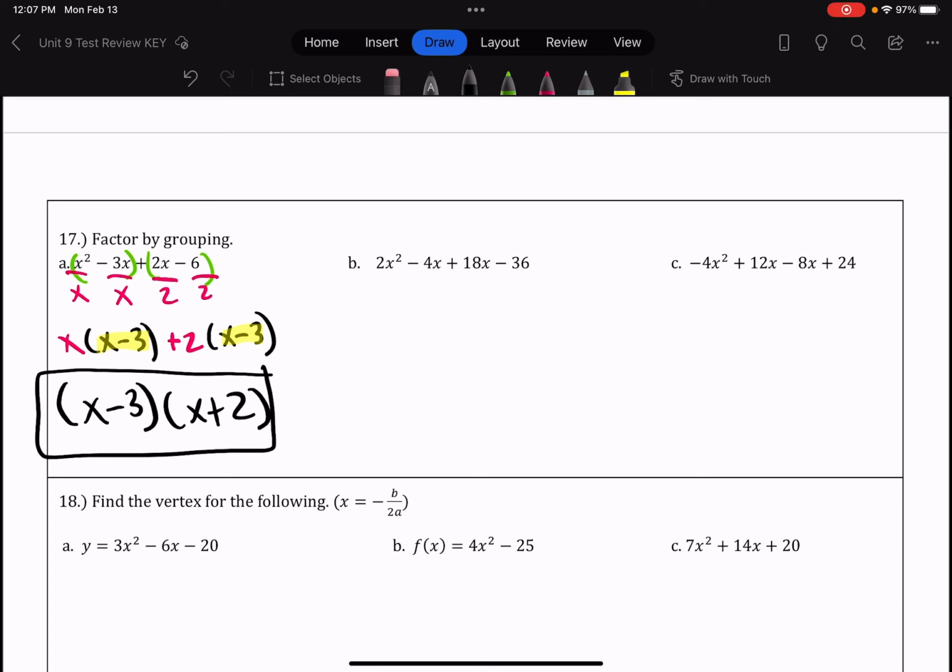For B, first thing I've got to look for is the greatest common factor. And in this case, if I look at my lowest coefficient, it is a 2. All of these values are even, so they're all divisible by 2. So let's go ahead and factor out that 2. So I know my GCF was 2. That leaves x squared minus 2x plus 9x minus 18.